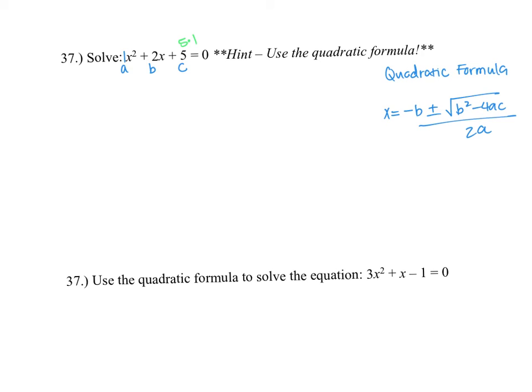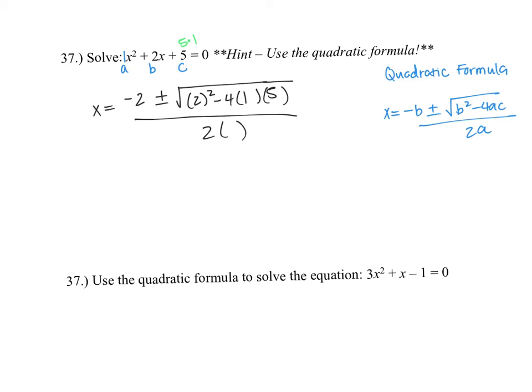Using this formula, I'm going to plug in my b value, which is 2. So I would have negative 2 plus or minus the square root of b squared, so 2 squared. I'm plugging this 2 in for this b, minus 4ac. My a here is 1 and my c here is 5, so I'm going to plug those in, all over 2a, so my a here again is 1.